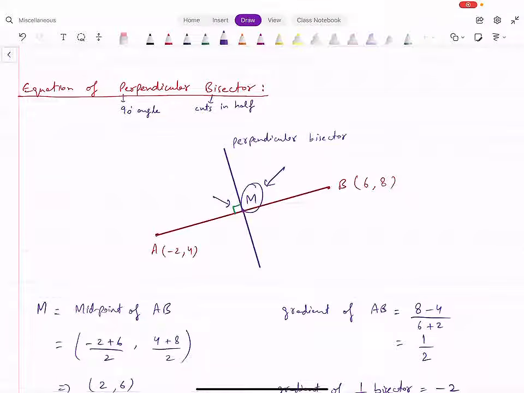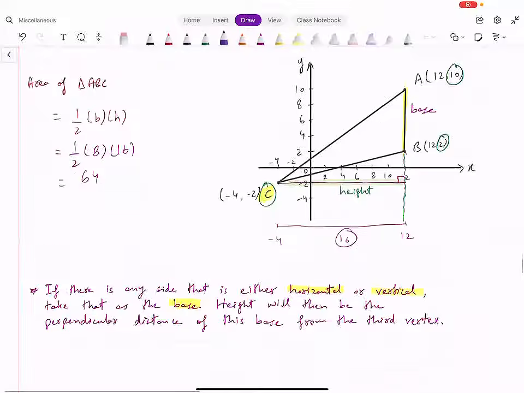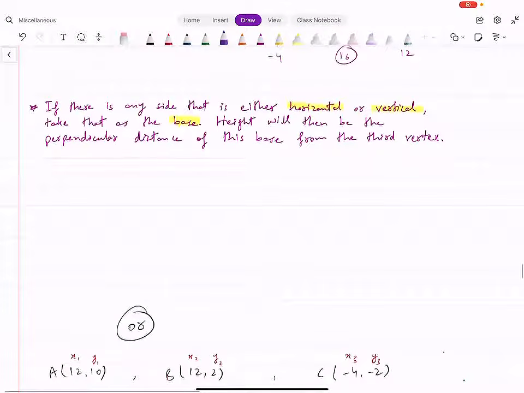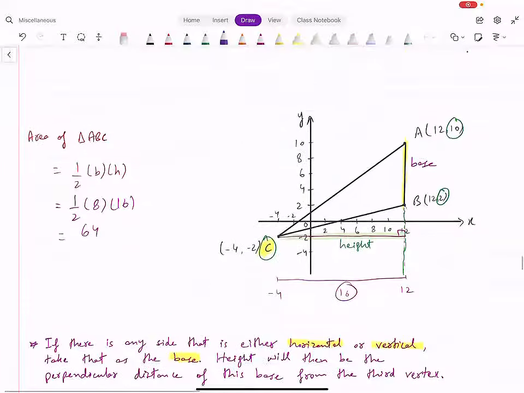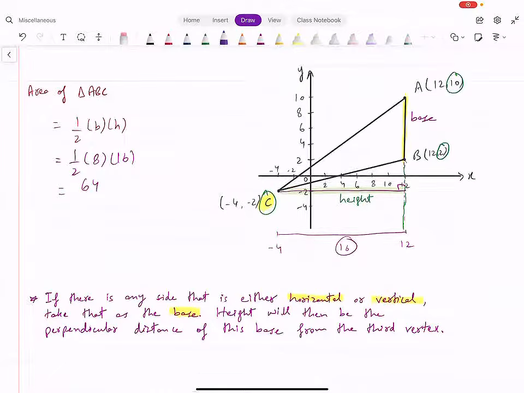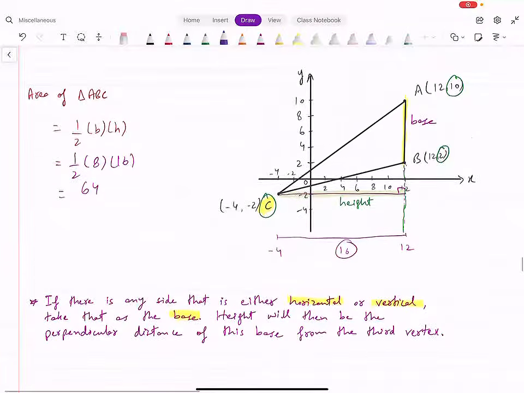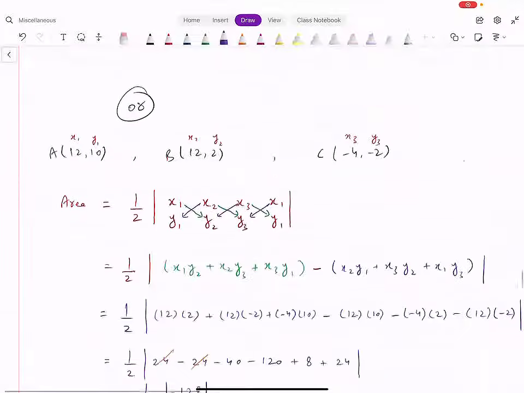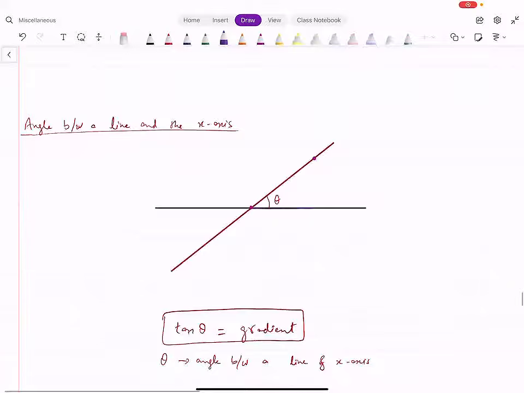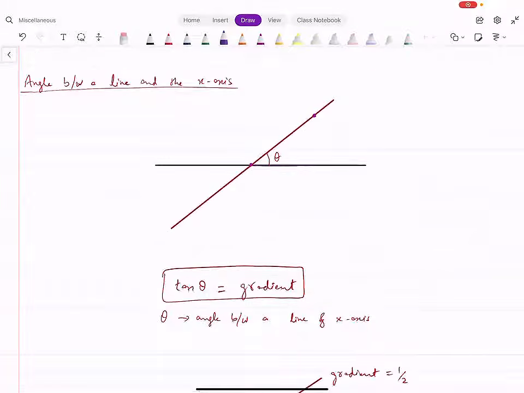Equation of perpendicular bisector कैसे find करते हैं, ये process आपको आना चाहिए. Then how do you find areas of shapes for which you've got some coordinates given, उसने आपको coordinates बताए होंगे, उसके vertices के, आप उससे area कैसे find कर सकते हो shape का. You can use a graphical method, or you can use this formula if you want. How do you find area between a line and the x-axis?